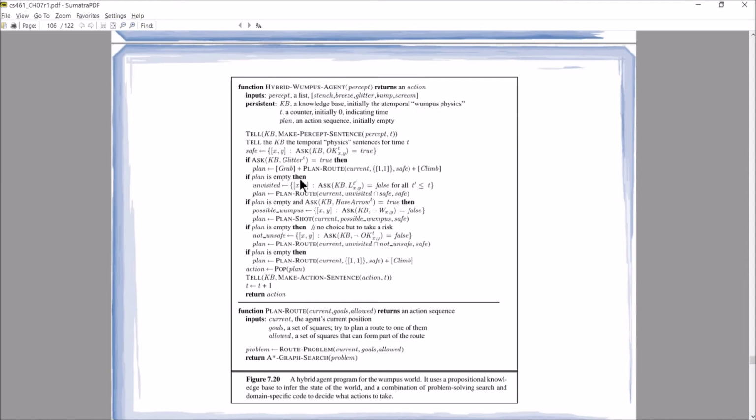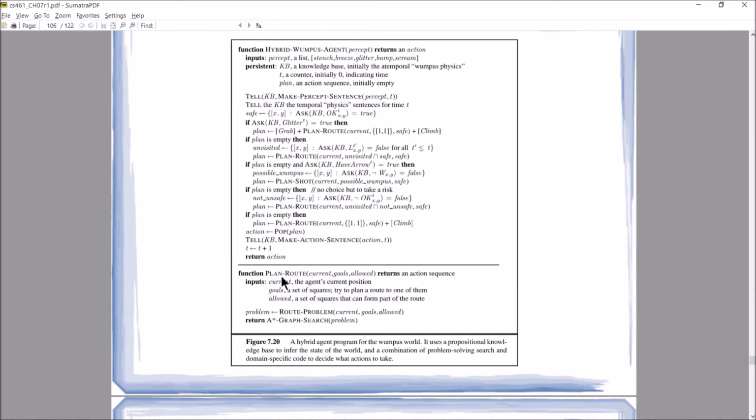And so you have extra if statements here that just go through and prioritize the actions you want to take in a particular order. I say at the very beginning, but I mean in order of their importance, okay? The plan route function takes current, goals, allowed, and returns an action sequence. This is the sequence of actions you should take: forward, turn left, turn right, shoot, etc.